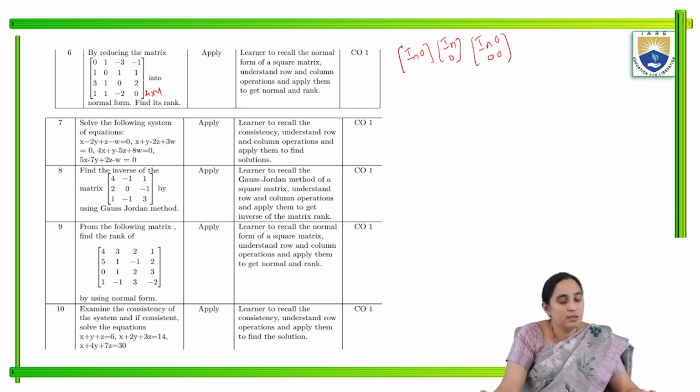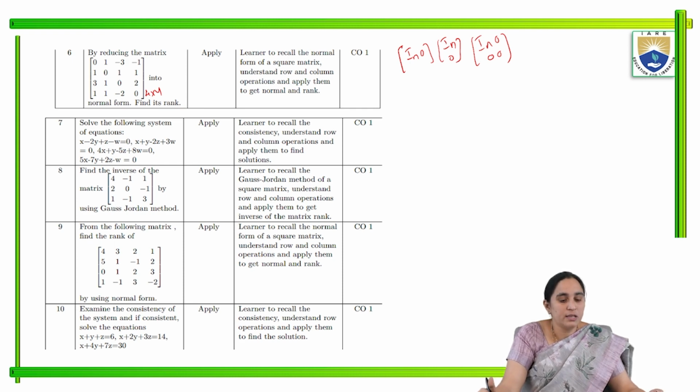Next one, solve the following system of equations: x - 2y + z - w = 0; x + y - 2z + 3w = 0; 4x + y - 5z + 8w = 0; and 5x - 7y + 2z - w = 0. Solve the system of equations. For that we get the unknown values of x, y, z.